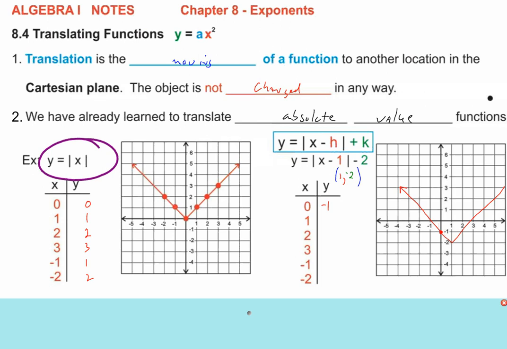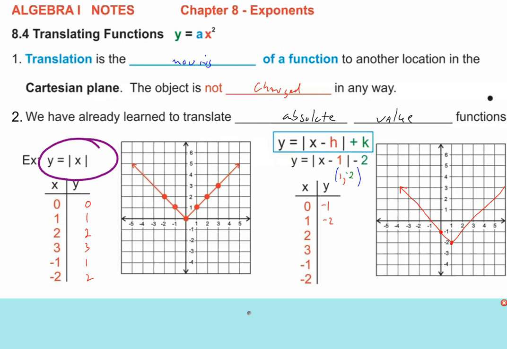Now we've already determined that our vertex is at 1, -2. But just to prove it to you, I have the point 1, so now I'm going to put 1 in. Again, I'm looking right here. I'm putting 1 in for the x. 1 minus 1 is 0. The absolute value of 0 is 0. And so 0 minus 2 is -2. And sure enough, we get that point right there, 1, -2.